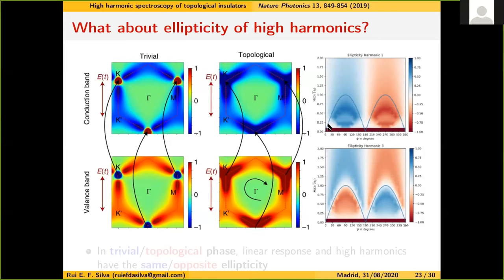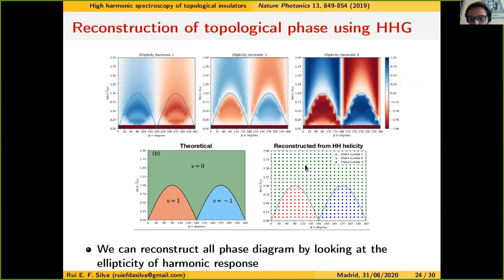Okay, so for each point here, I am really doing a different calculation. I change the parameters of my tight binding model, and I run a calculation and I see what is the ellipticity of harmonic one and harmonic three. So phi is the parameter that I change in the phase of the T2, and this is the T2 being changed. So for each point here, I'm doing a calculation with a T2 that is given by this y-axis and with a phi given by this x-axis.